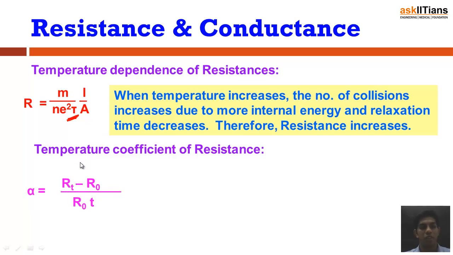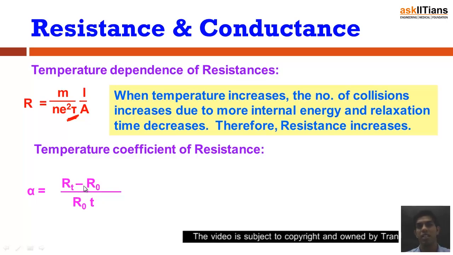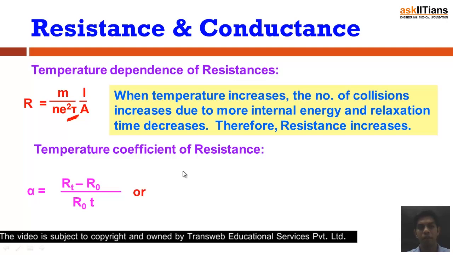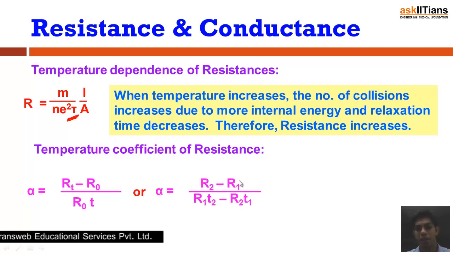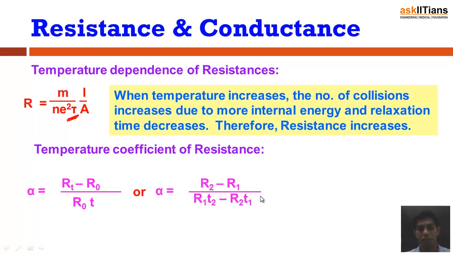So the expression is given as α = (R_T − R_0) / (R_0 T), where R_0 is the resistance at 0 degrees Celsius and R_T is the resistance at some temperature T. Or α = (R2 − R1) / (R1 T2 − R2 T1), where the values of R1, R2, T1, T2 are known. If we know the values of all these four things, we can definitely find out the value of α, that is the temperature coefficient of resistance. And obviously if R2 is less than R1, then α is negative. This temperature coefficient of resistance is negative.